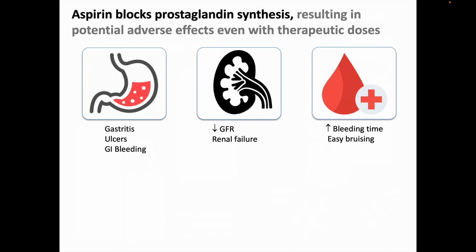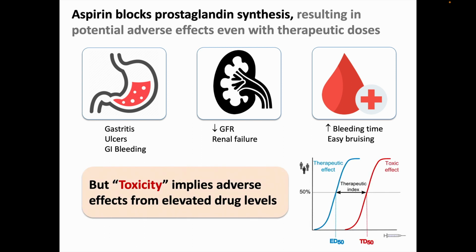Getting back now to aspirin, we know that aspirin works by inhibiting synthesis of various prostaglandins, and that this can result in a range of potential adverse effects, affecting the GI tract, the kidneys, and blood clotting/platelet adhesion. But that's all we're going to say about therapeutic dosing. But we're interested now in toxic effects, and the concept of toxicity may be taken to imply those adverse effects occurring due to elevated drug levels.